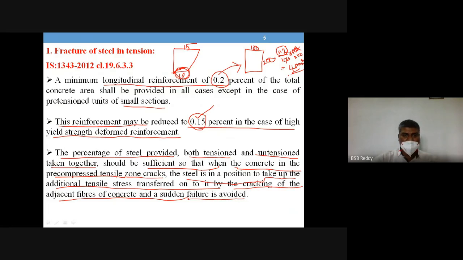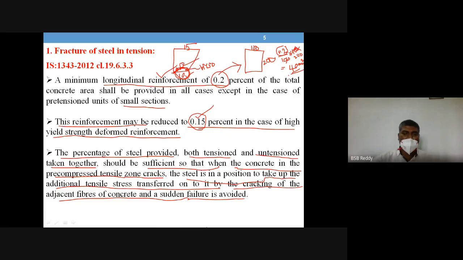when concrete in the pre-compressed tensile zone cracks, this is the pre-compressed tensile zone. If this is cracked, you have to assume that where this 10 megapascal should go, it has to be taken by the steel provided. So both the untensioned steel, you have tendons here, and also you provide some nominal HYSD bars. So both together shall be capable of taking this transferred stress from the cracked concrete to the steel.